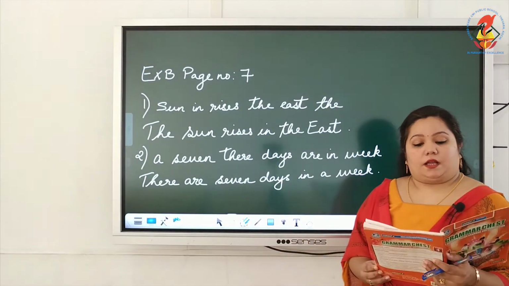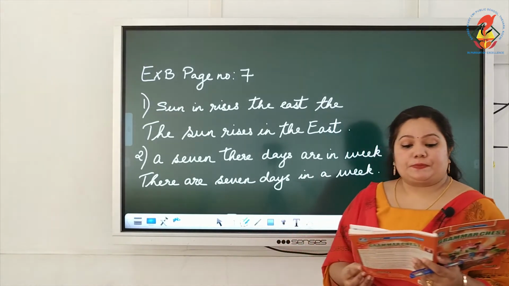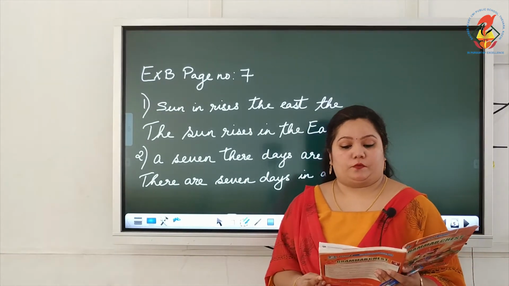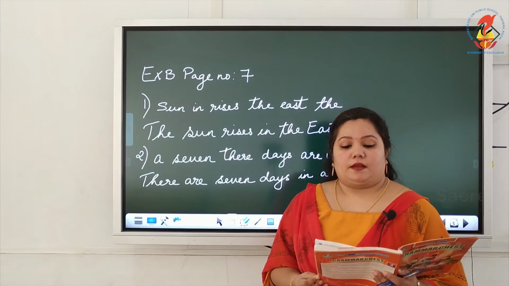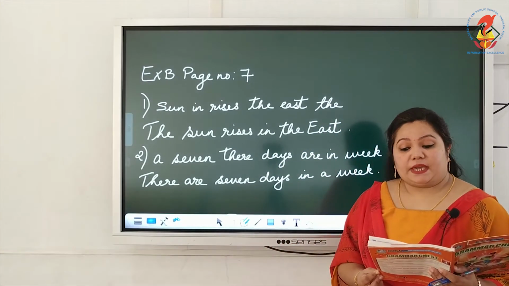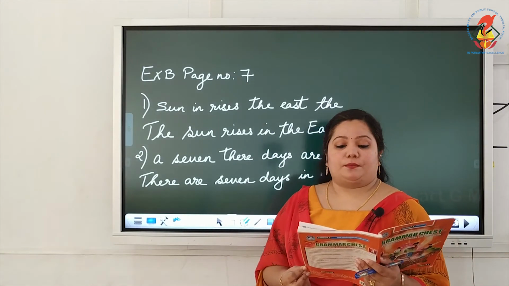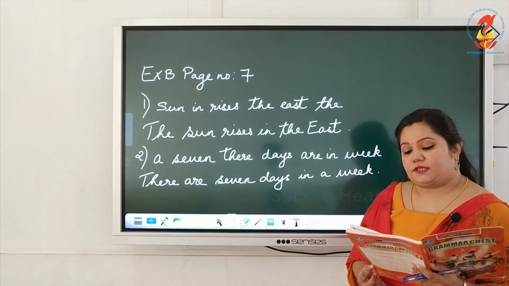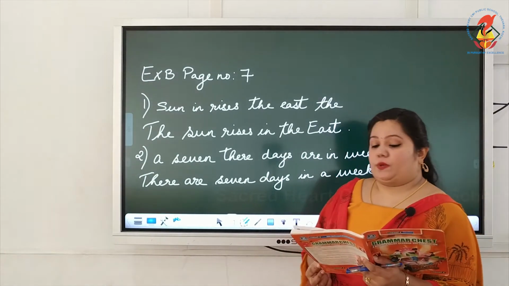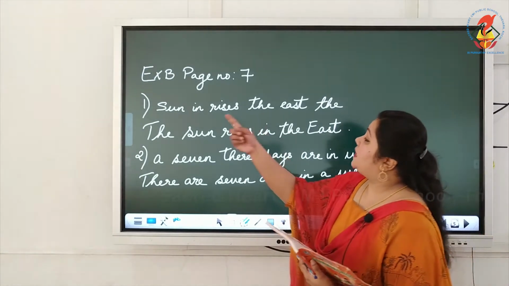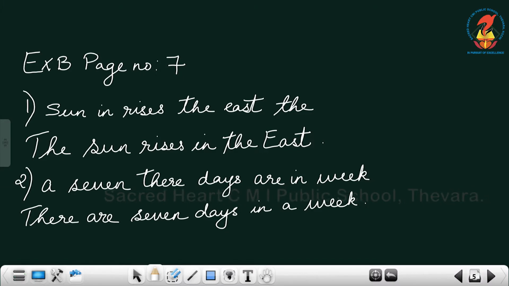Okay. In the textbook, page number 7, rewrite the following group of words as sentences. Begin each sentence with a capital letter and put a full stop at the end of the sentence. So the first one, what is given here? Sun in rises the east and the.